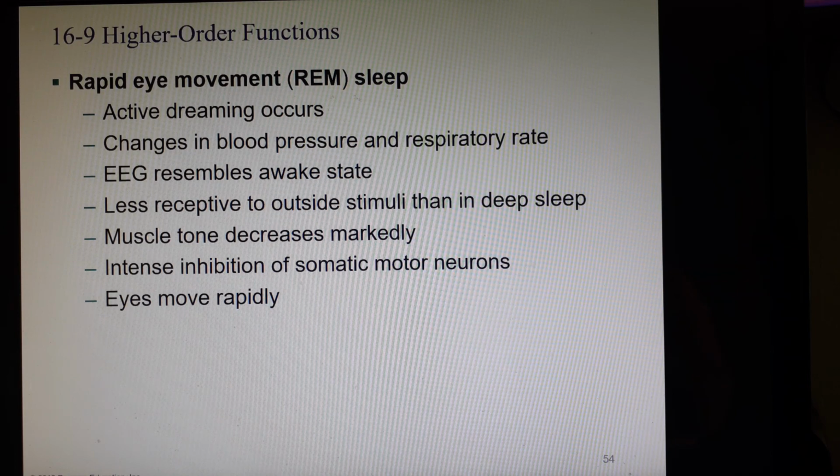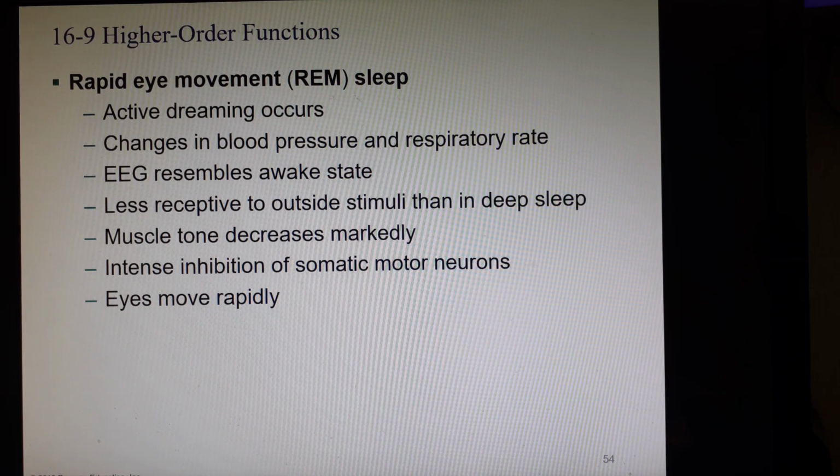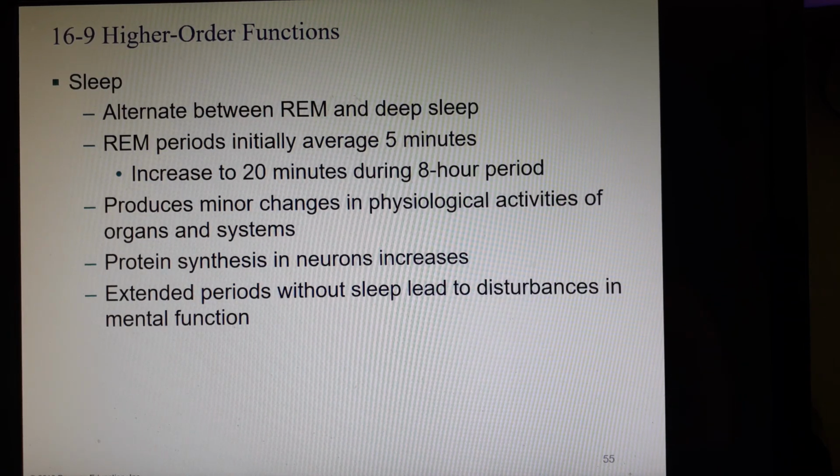But if you were to look at the brain of someone who is in REM, it looks very much like an alert, awake person. You are less receptive. It's harder to wake you up. Your muscle tone is decreased. You have intense inhibition of voluntary motor neurons, and your eyes move rapidly. So in sleep, you alternate between REM and non-REM.